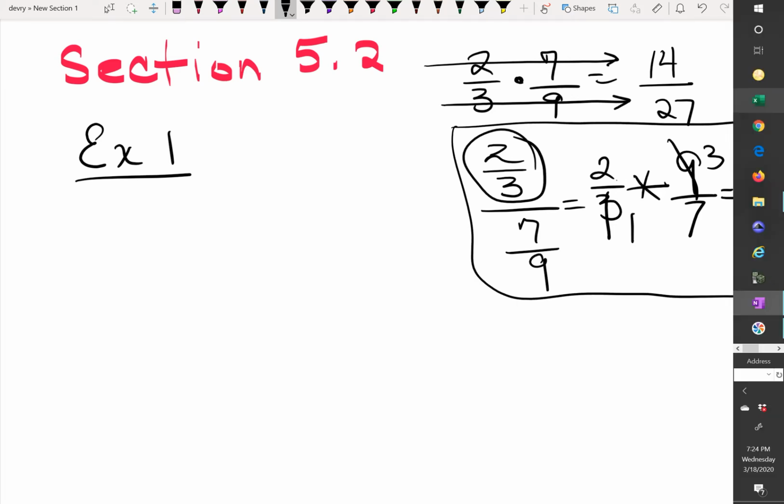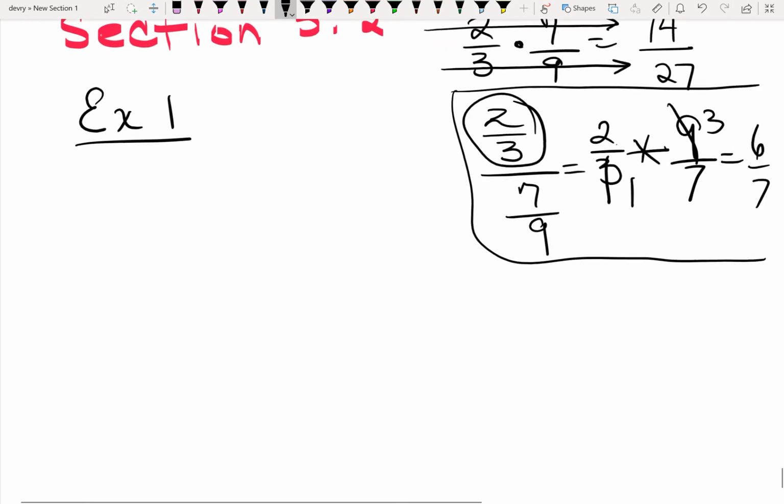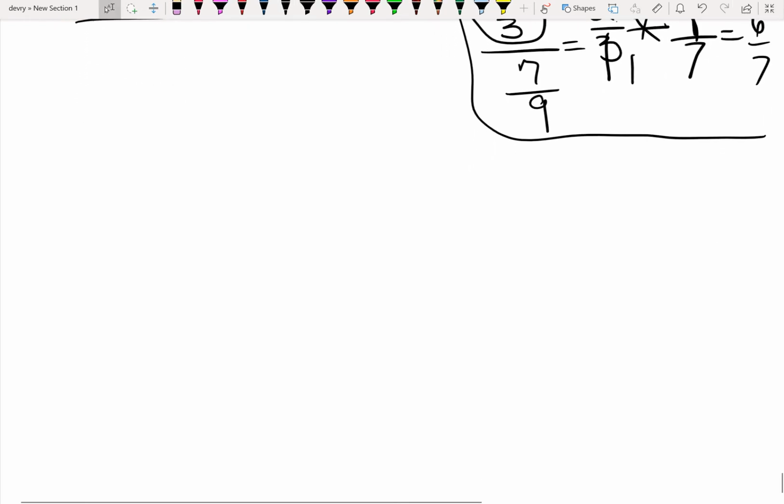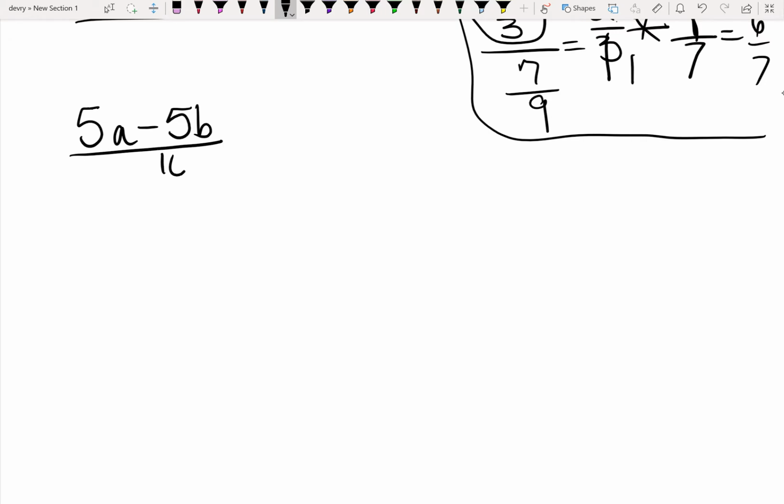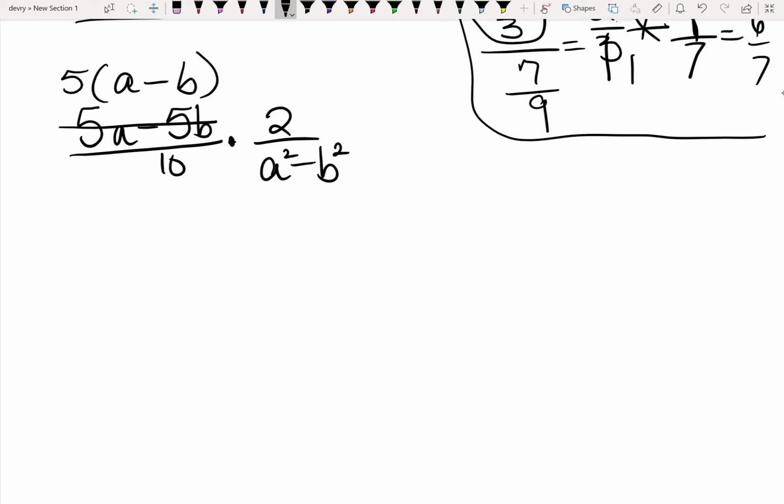So keep that in the back of your mind, and then we're going to talk about the rest of this lesson. So in example 1, they give you 5a minus 5b all over 10 times 2 over a squared minus b squared. Now we're in multiplication mode. This is fabulous because this means that all we have to do is factor a minus b out and factor out the 5, obviously.